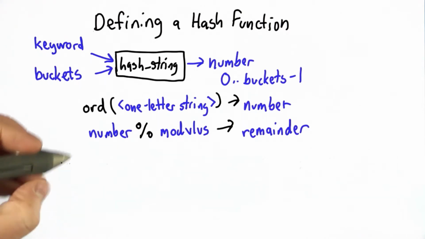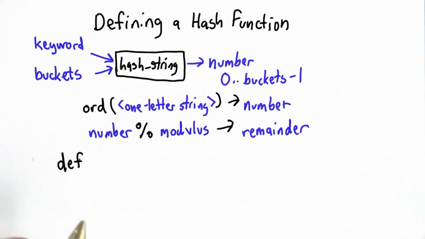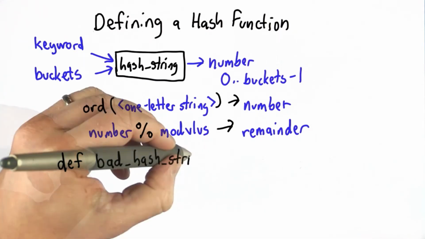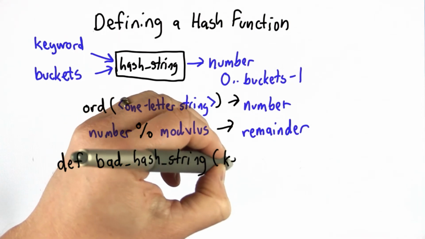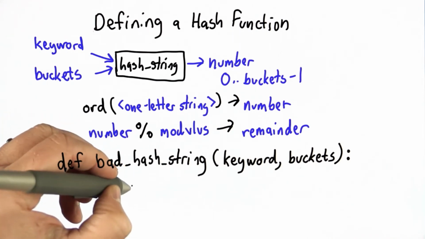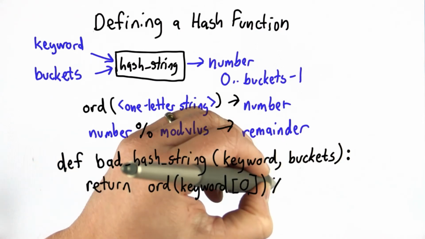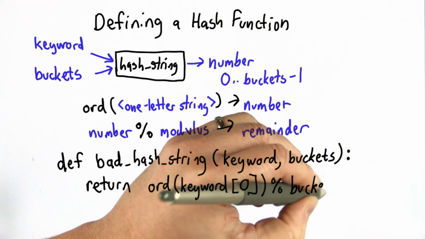I'm going to start by giving you a really bad hash function. So let's define a procedure, and we'll call it bad hash string to make sure we remember that it's really bad. It takes as inputs the keyword and the number of buckets, and we're going to output the bucket based on the first letter in the keyword. So we'll use ORD on the first letter, and we'll use modulo the number of buckets. And that's our simple hash function.